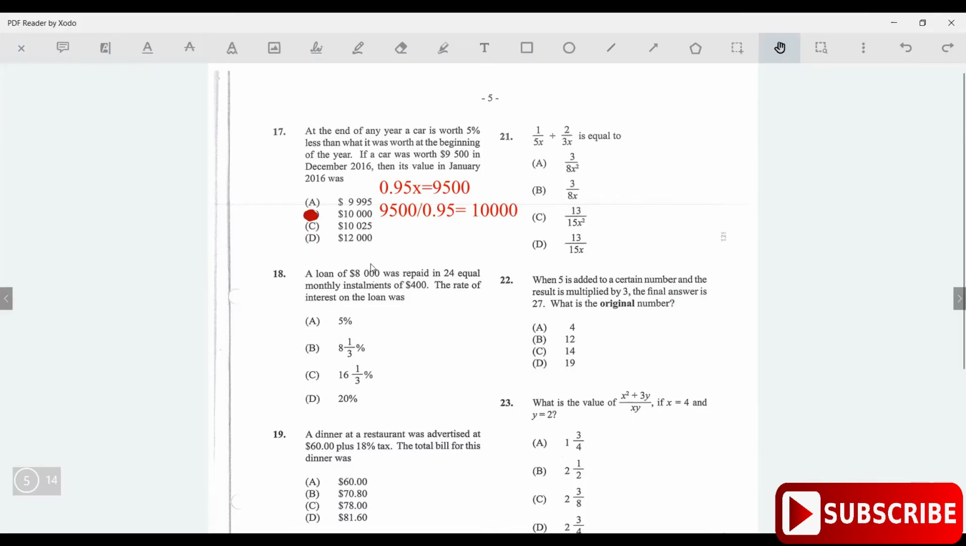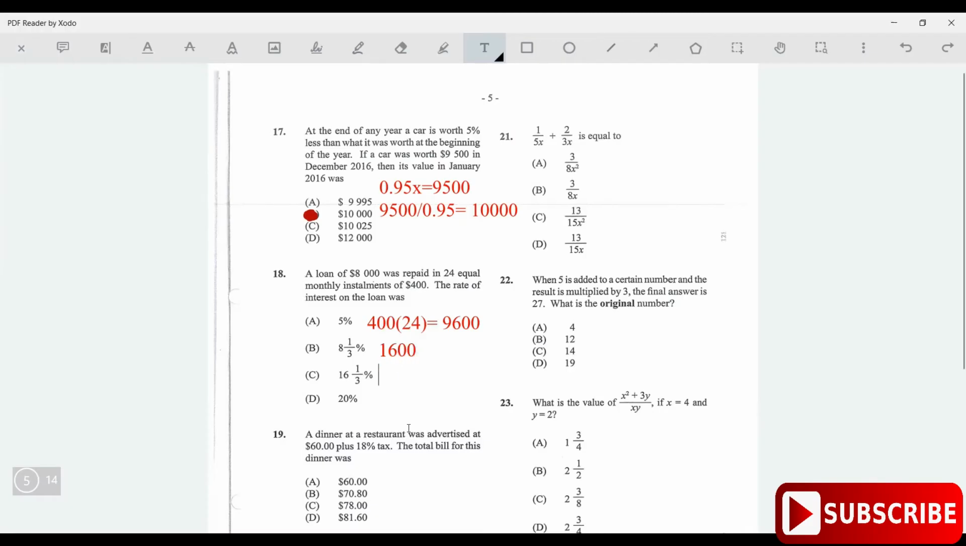Okay. It says a loan of 8,000 was repaid in 24 equal monthly installments of $400. What's the rate of interest? Well, first thing we notice is that you're paying $400 for 24 months, which is equal to 24 times 4 is 96. So that's the amount of money you repay back, which is why I do not believe in loans. So you pay $9,600, and so that means you pay back $1,600 extra in profit.